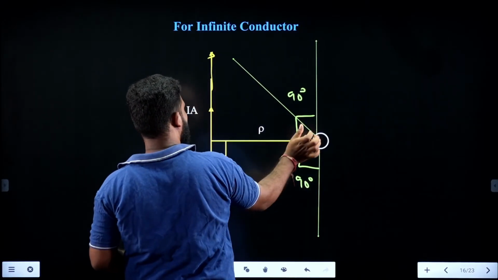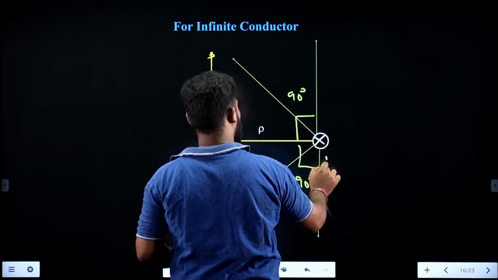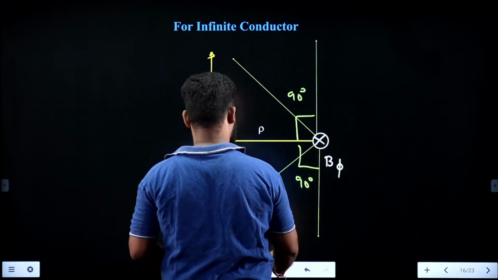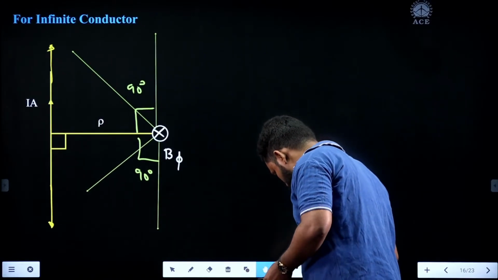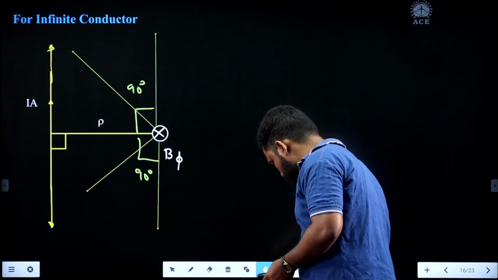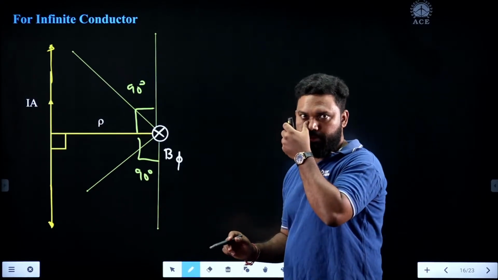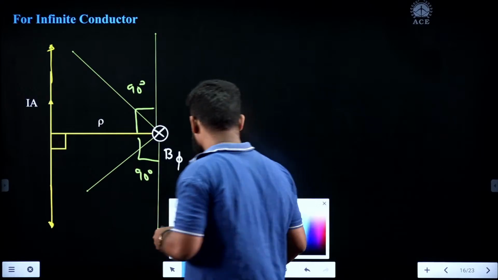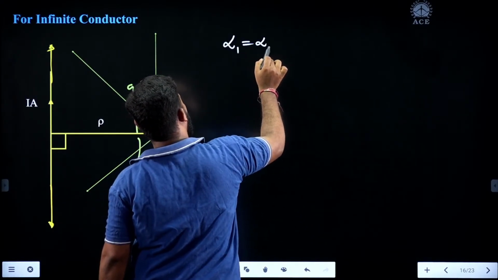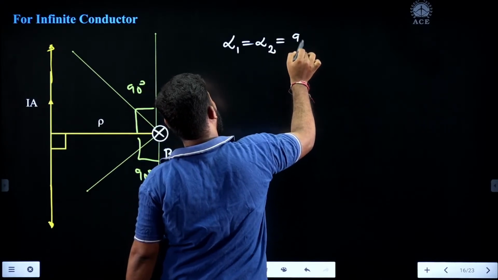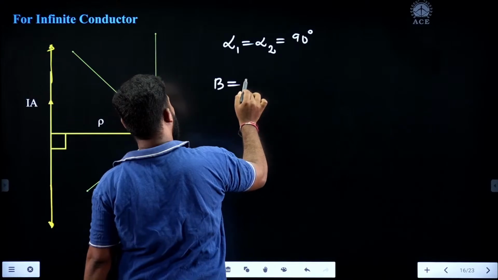Current is flowing like this, magnetic field here is inside. Magnitude is enough for our exam. Okay, fine. So alpha 1 is equal to alpha 2 is equal to 90 degrees. Substitute those values here, only magnitude.